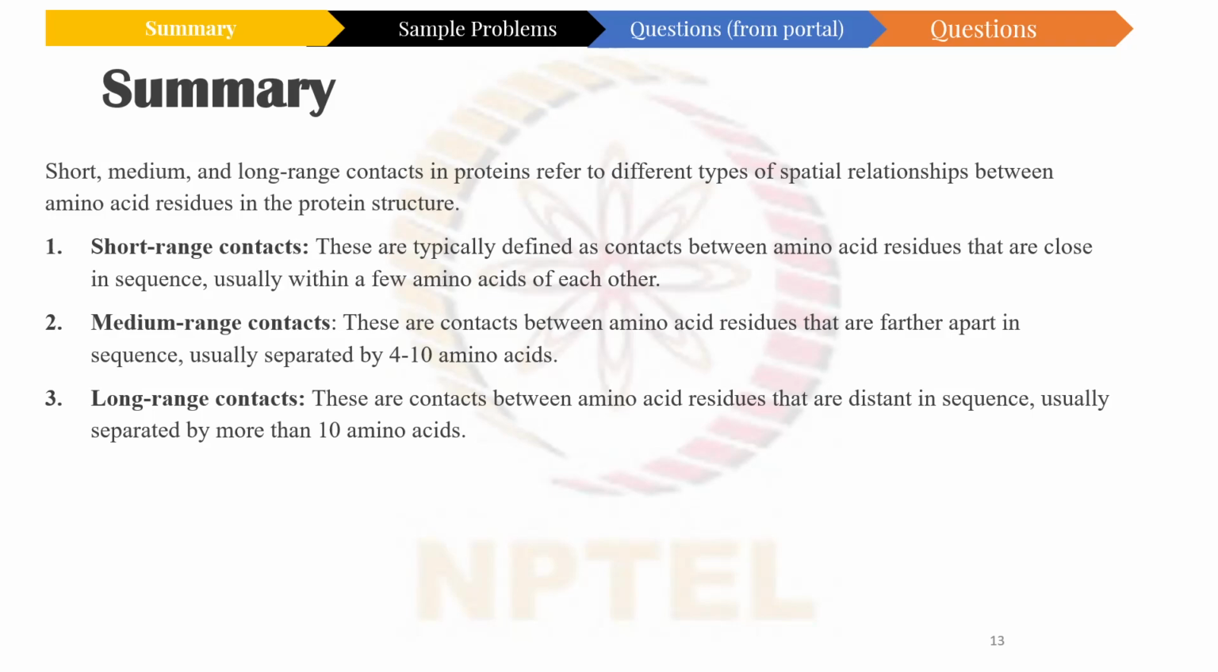The third ones are the long range contacts. Usually these are the contacts between amino acids that are distant in sequence, usually separated by more than 10 amino acids. So these are critical for maintaining the overall structure and function of the proteins and are typically formed through a combination of hydrogen bonds, van der Waals interactions, and electrostatic interactions such as salt bridges or disulfide bonds.